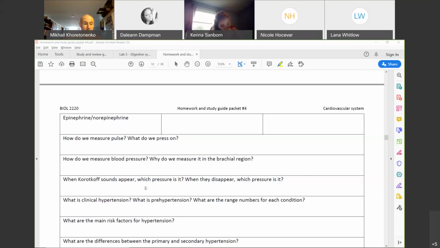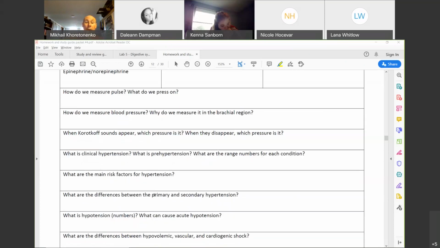having atherosclerosis. Okay. Primary hypertension is when hypertension is really the main problem. Secondary hypertension, let's say, is some kidney problem that in turn leads to hypertension. Hypotension, low blood pressure, again, no numbers. Acute hypotension is usually massive vasodilation or blood loss.